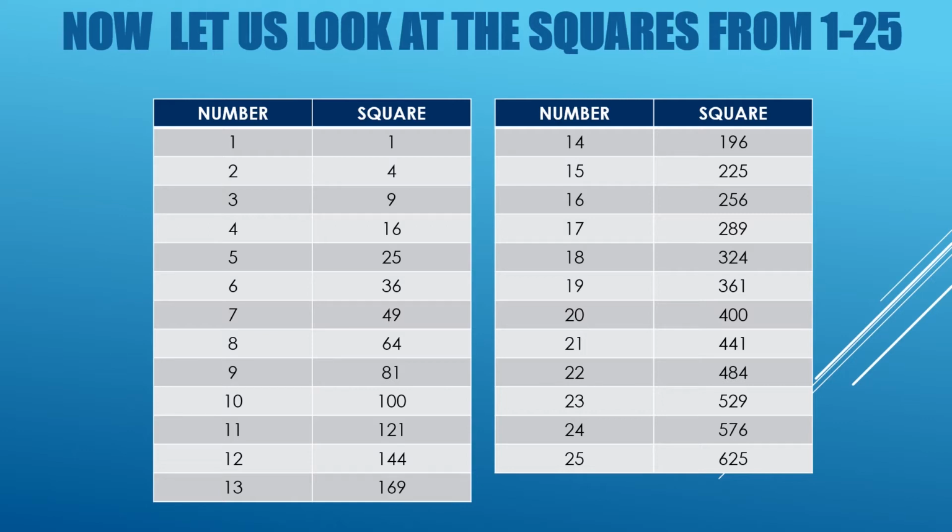11 square is 121, 12 square is 144, 13 square is 169, 14 square is 196, 15 square is 225, 16 square is 256, 17 square is 289, 18 square is 324, 19 square is 361, 20 square is 400, 21 square is 441, 22 square is 484, 23 square is 529, 24 square is 576, 25 square is 625.